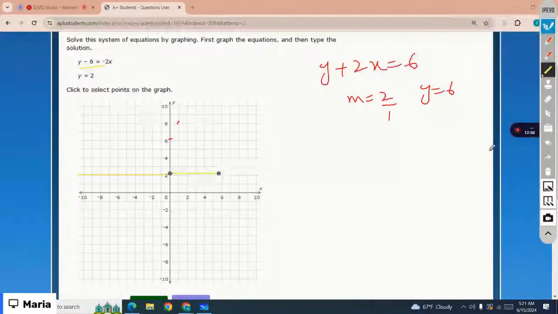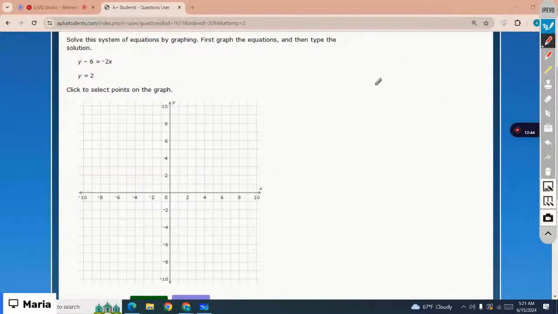Hold on, let me just draw again. y plus 2x equals 6. Slope is 2 over 1 and y-intercept is 6, right? So here is y-intercept 6. You need to move up 2 points and right 1 point. And you have the other one, y equals 2, right? So here is the line y equals 2, right?